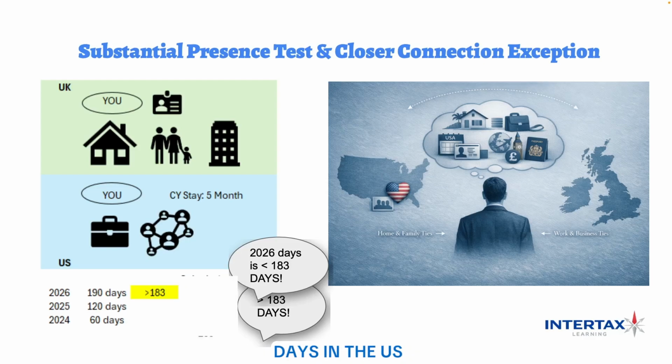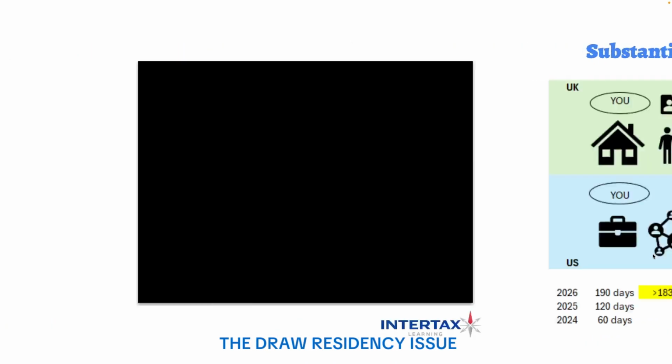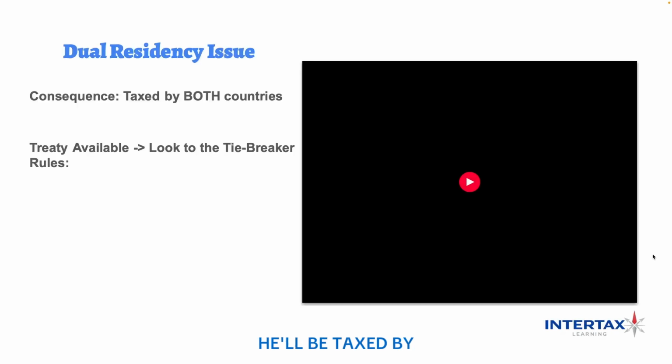What if his current days in the US is 190 days? It exceeded 183. Therefore, he runs into the dual residency issue. For the 2026 calendar year, he'll be taxed by both the UK and the US on his worldwide income. At this point, his last resort is to look to the tiebreaker rules of the tax treaties.